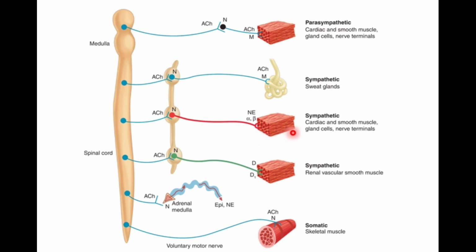However, there are exceptions. For instance, postganglionic sympathetic neurons innervating eccrine sweat glands are exceptionally cholinergic. Furthermore, some of the sympathetic neurons innervating renal vascular smooth muscle are dopaminergic. That means their neurotransmitter is dopamine.